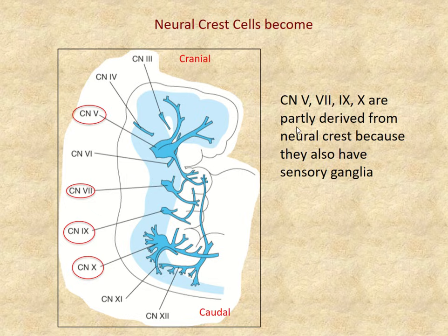Okay. Neural crest cells can also become other ganglia. We do have some sensory ganglia in the cranium that are associated with cranial nerves 5, 7, 9, and 10. Those cranial nerves are thought to be partially derived from neural crest cells because the sensory ganglia associated with these cranial nerves come from neural crest cells. So they are synonymous with the spinal ganglion in function. There aren't synapses occurring in these ganglia. They are just where the cell bodies are for these neurons that are bringing sensory information towards the central nervous system.